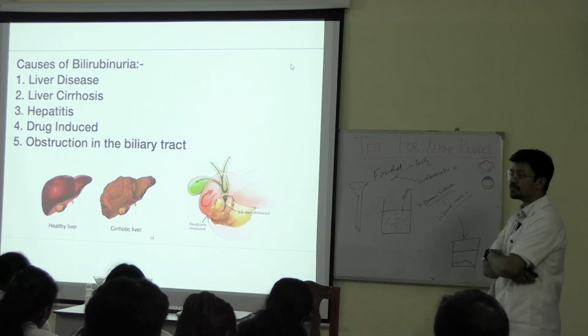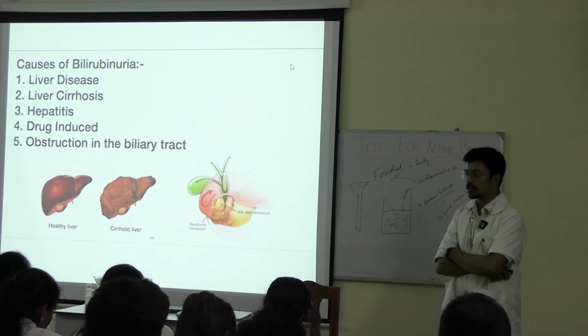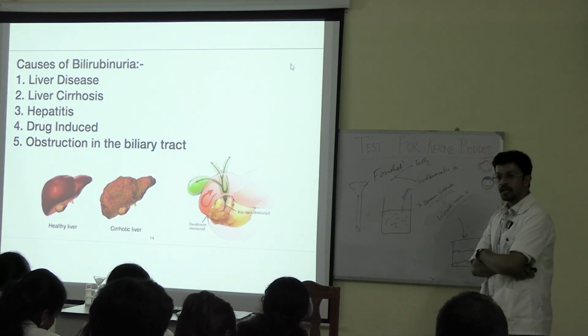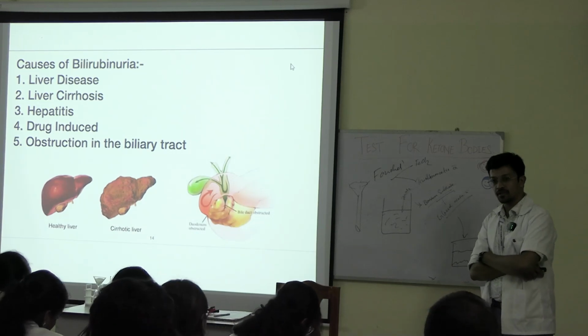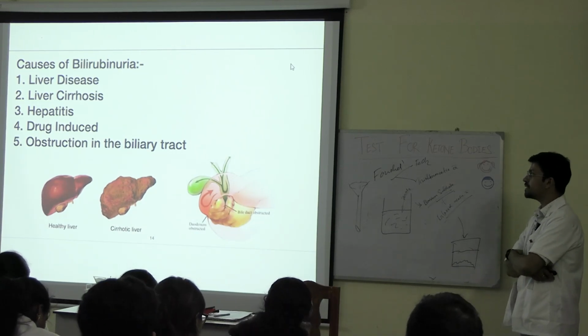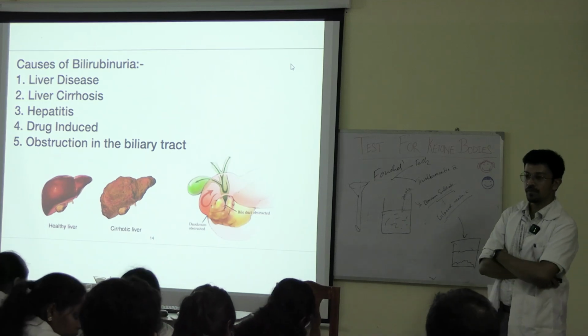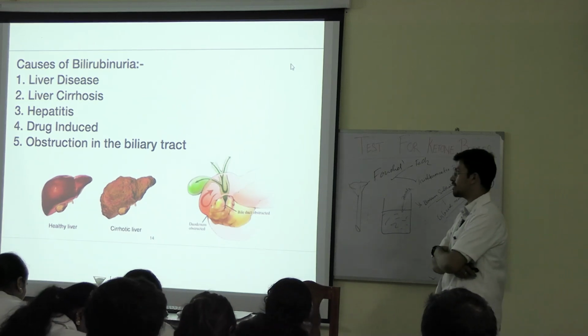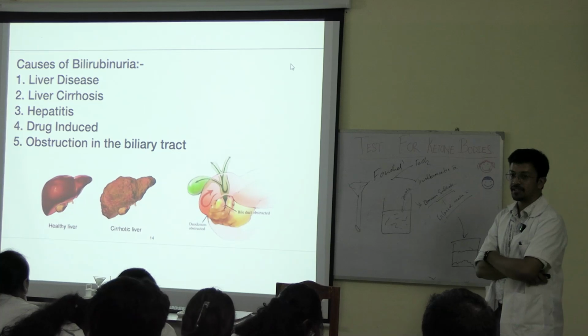So hepatitis basically means inflammation of the hepatocytes. It can be because of viral infection, it can be because of any other drugs, or because of any other pathology as well. Doesn't matter whatever the reason is, hepatitis in general means the inflammation of the hepatocytes. That can also lead to the same condition, that is bilirubinuria.